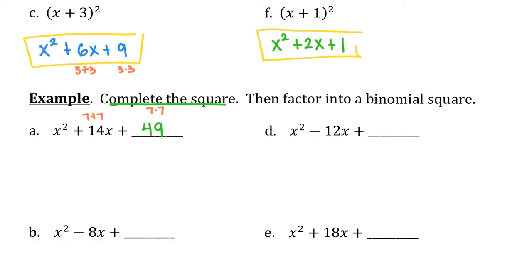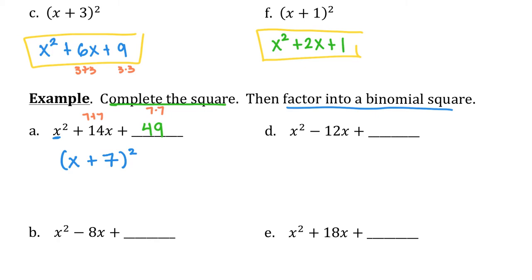The second step says, then factor into binomial square. A binomial square is this. This is a binomial, there's two terms, and this is the square. So I'm going to go ahead and put this back in the parentheses, squared. Since it was x, it must be x. Since I did 7 plus 7 and 7 times 7, it's going to be a positive, and it's going to be a 7 here. That's my binomial square. Okay, let's look at the next one.